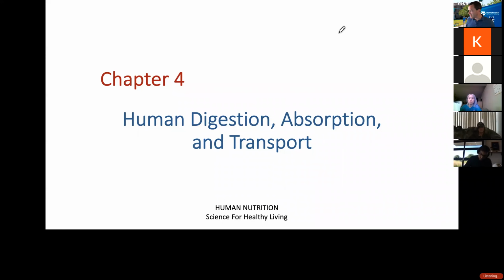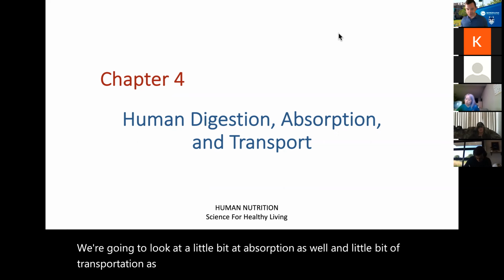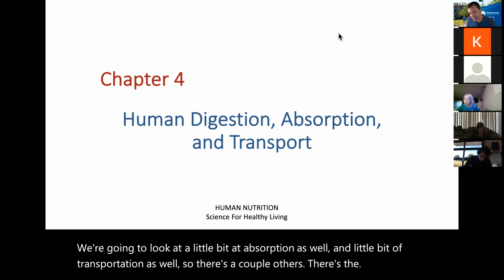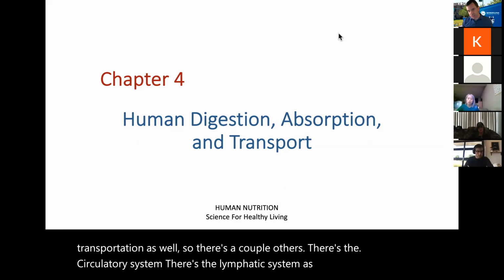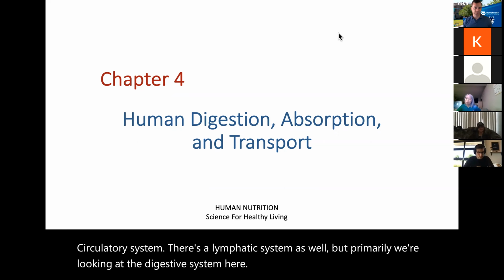Chapter 4 looks at the digestive system. We're going to look a little bit at absorption as well, and a little bit of transportation as well. There are a couple of others, the circulatory system and the lymphatic system as well, but primarily we are looking at the digestive system here. We won't do a deep dive into it.